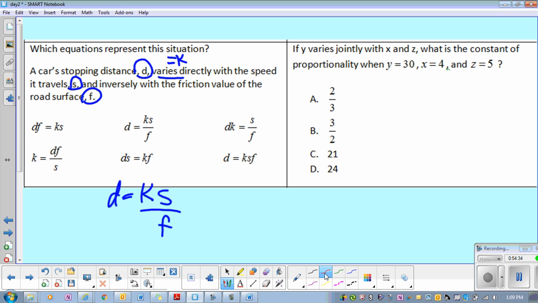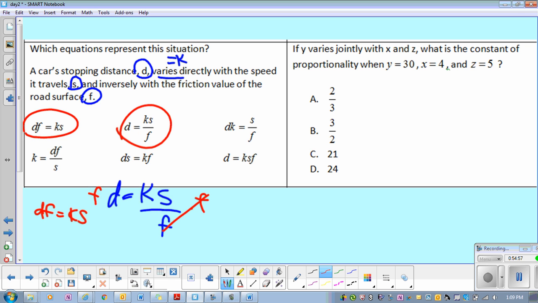So Yul said the second one, and also the first one. Yes, all right, multiply by half. The second one is your equation. There's one that's df. Well, in order to make this df, you would have to multiply it by f. And then you have df equals ks.